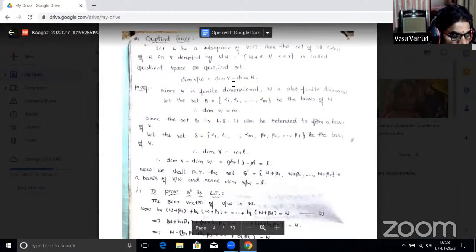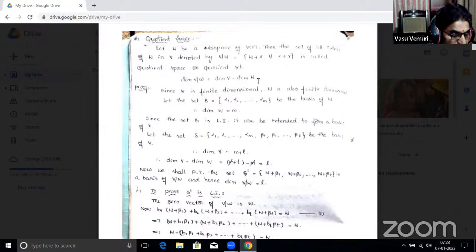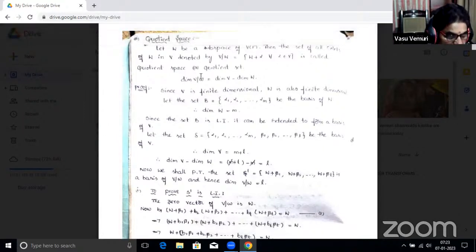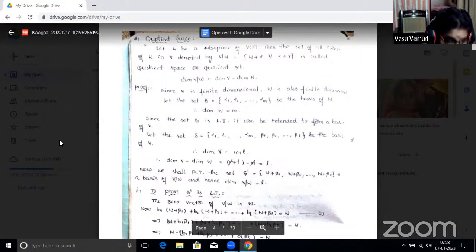Now, this theorem is also very important: dimension of V by W equals dimension V minus dimension W. Without this, you can't expect to pass the final examination paper. This is one of the important questions or important theorems in vector spaces. This is the third unit. Don't forget this one.